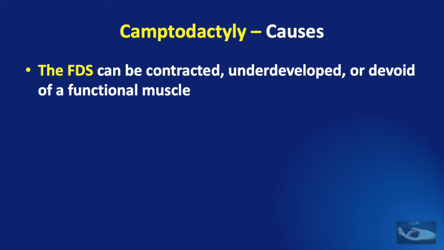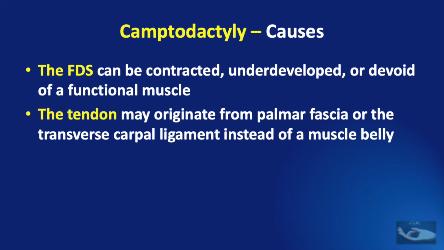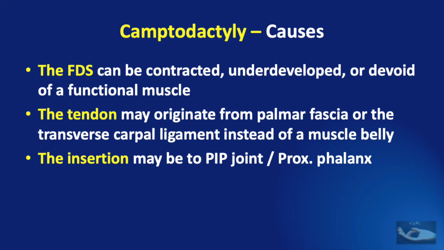The flexor digitorum superficialis can be contracted, underdeveloped, or devoid of a functional muscle also, and the tendon may originate either from the palmar fascia or the transverse carpal ligament or the flexor retinaculum instead of a muscle belly. The insertion of the flexor digitorum superficialis may also be abnormal. It may be inserted to the proximal interphalangeal joint or even the proximal phalanx.